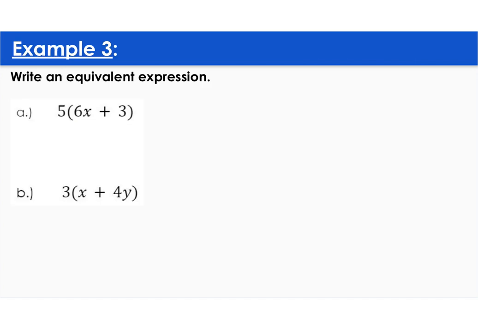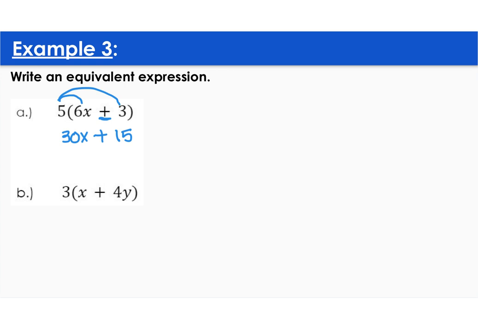Write an equivalent expression for 5 times the quantity 6x plus 3. So I'm going to take 5 times the 6x and then 5 times the 3. So 5 times 6x, I take the coefficients and I multiply them. 5 times 6, and there's only one x when I do that, plus, because of the plus sign there, and because this will be positive, 5 times 3, which is 15. These two expressions are equivalent, equal.